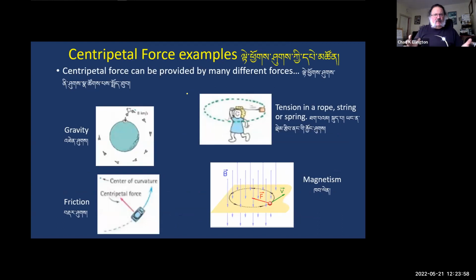So centripetal force can be provided by many different things. All of these things yield a centripetal force, that an object is moving in a circular motion.